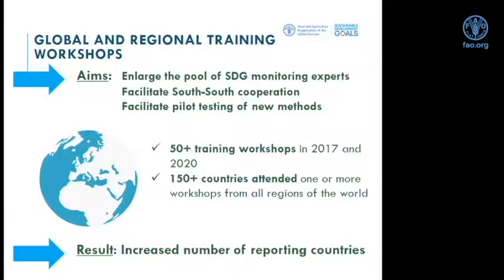Now, in terms of the training workshops that I just spoke about on the previous slide, the very aim of this exercise, including this very virtual training that is progressing now, has been to enlarge the pool of SDG monitoring experts at the country level, facilitate South-South cooperation amongst the countries, especially developing ones, and to facilitate the testing of the new methods that were developed earlier in the process.